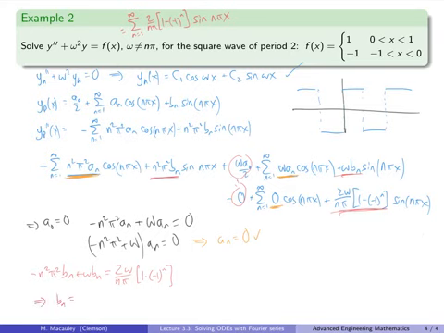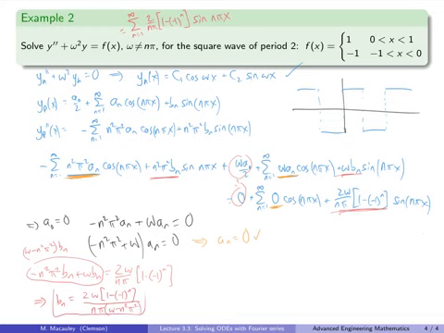Bn equals, well, let's simplify this. So that's omega minus n squared pi squared times bn. So bn is just this guy divided by omega minus n squared pi squared. So bn is 2 omega times 1 minus negative 1 to the n over n pi times omega minus n squared pi squared.